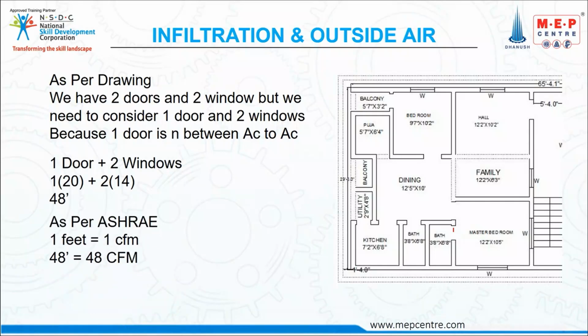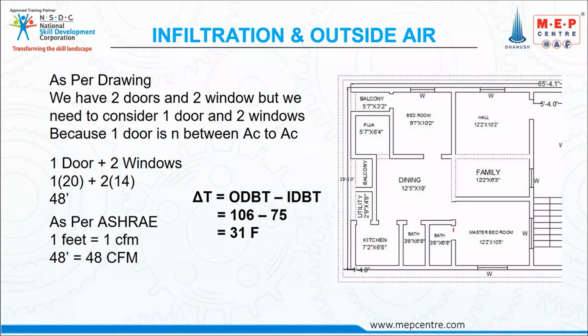As per ASHRAE, 1 foot is 1 CFM, sir. Basically there will be a little confusion here. It will take from 0.5 to 1. Some people will go 0.5, some people will go 0.7, some people will go 0.8, some people will go 1 CFM. So 0.5 to 1, basically 1 foot. Okay, I am taking the maximum. I am doing a block load calculation, right? I am taking 48 feet equals 48 CFM.